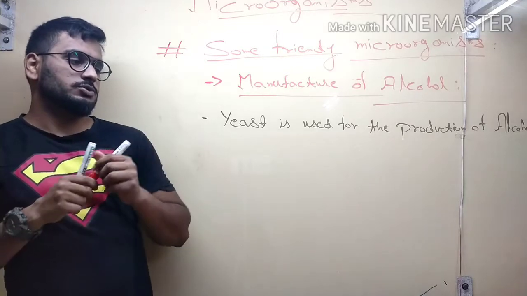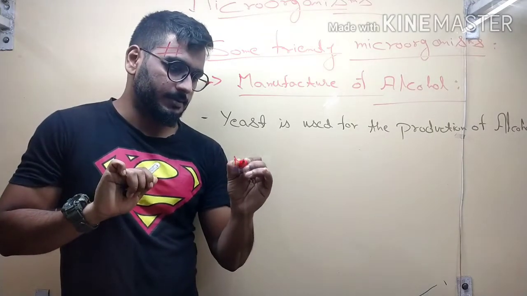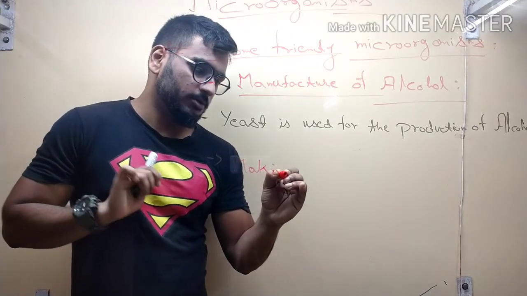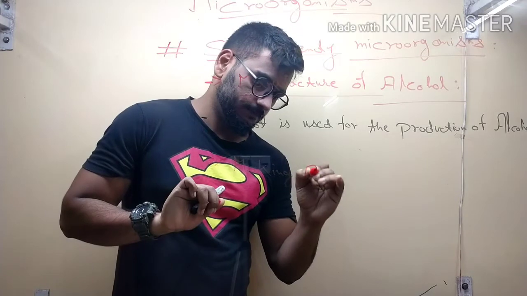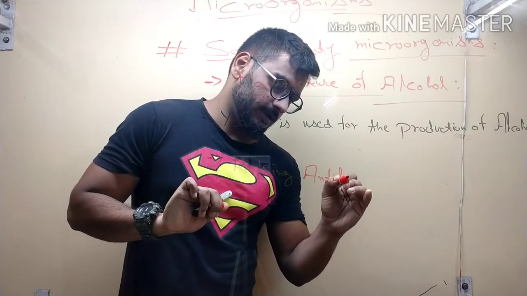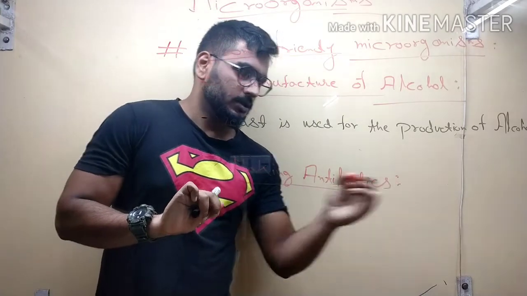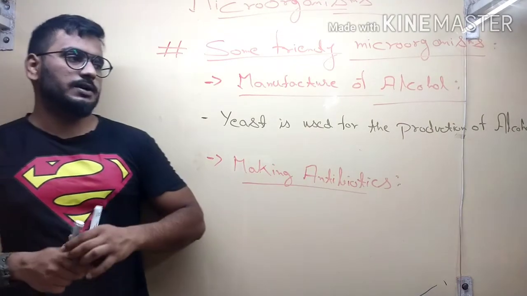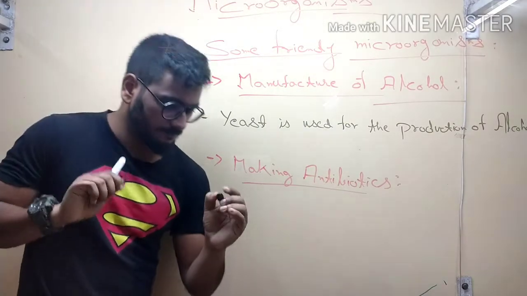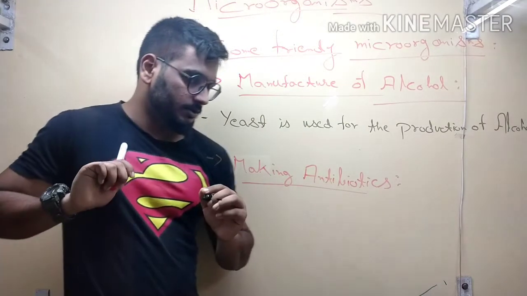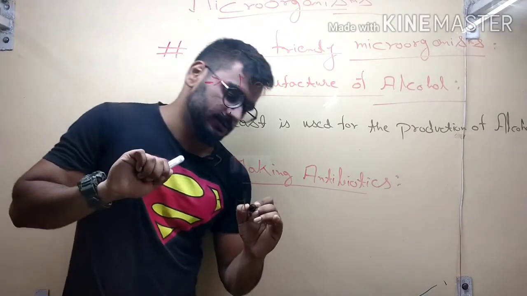Now the next use of a friendly microorganism is making antibiotics. For making antibiotics, which are a type of medicine, we use microorganisms. So write this. First of all, you must know what an antibiotic is. So write the definition first.